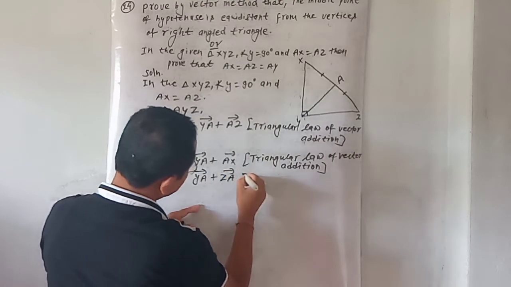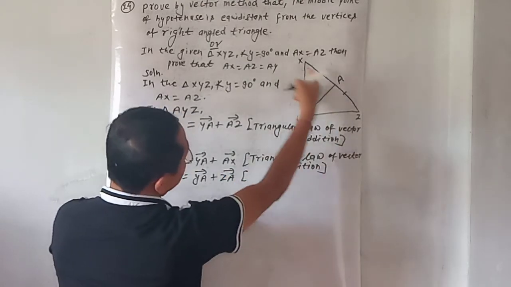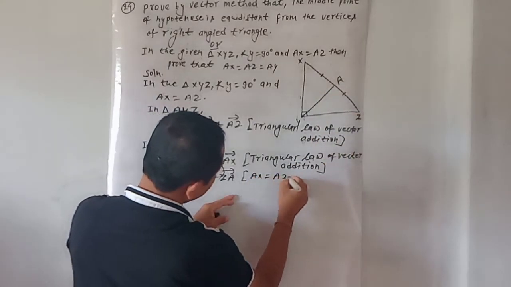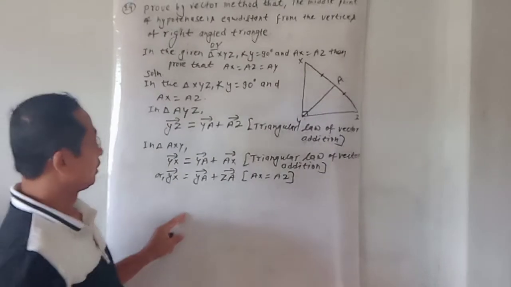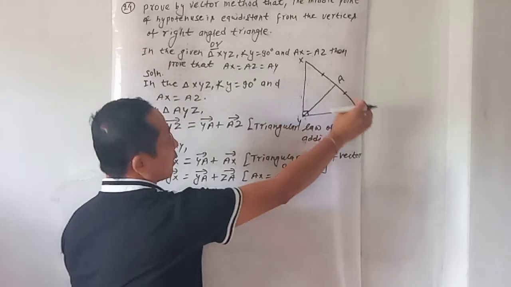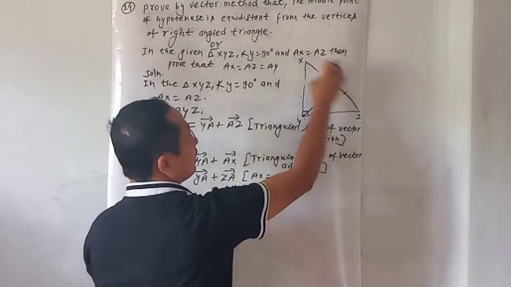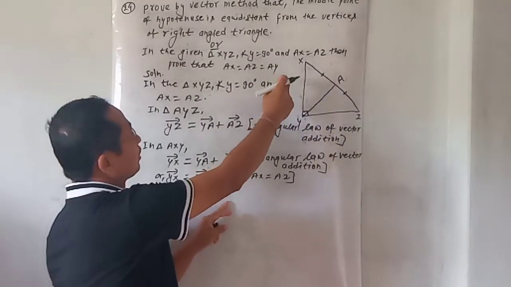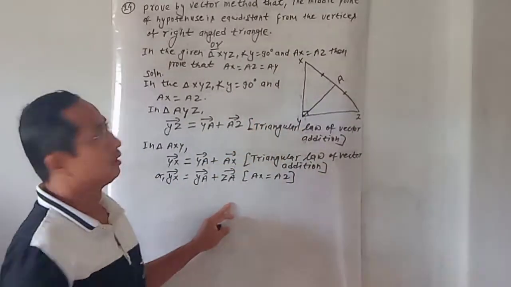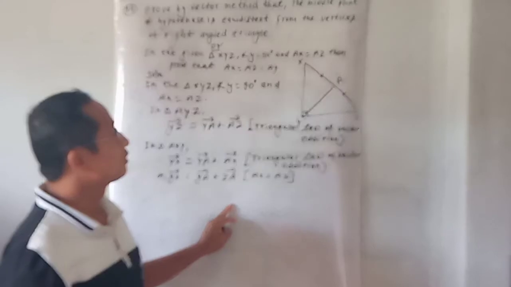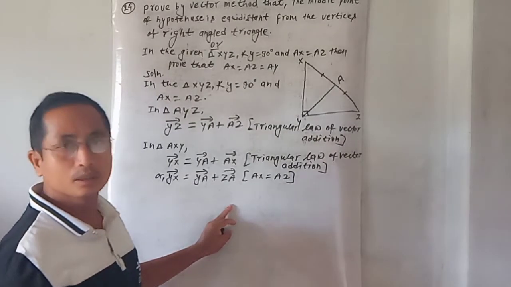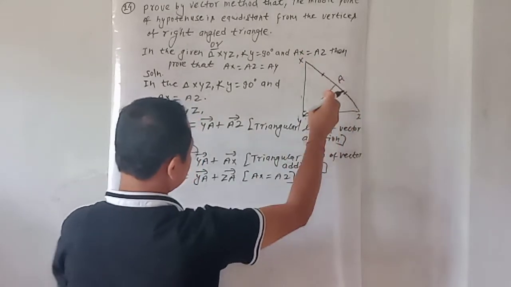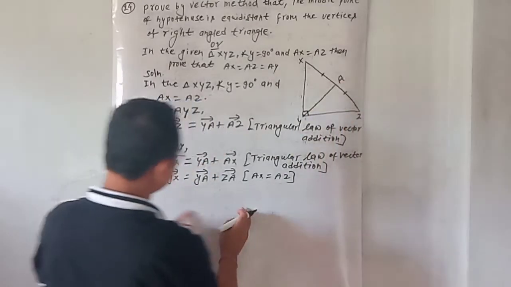Vector ZA, since AX is equal to AZ is given. Reason: AX is equal to AZ. That's why in place of vector AX, we can write vector ZA. It is given in the question that AX is equal to AZ. This and this are equal, meaning the magnitudes of the vectors are equal. That's why in place of vector AX we can write vector ZA.